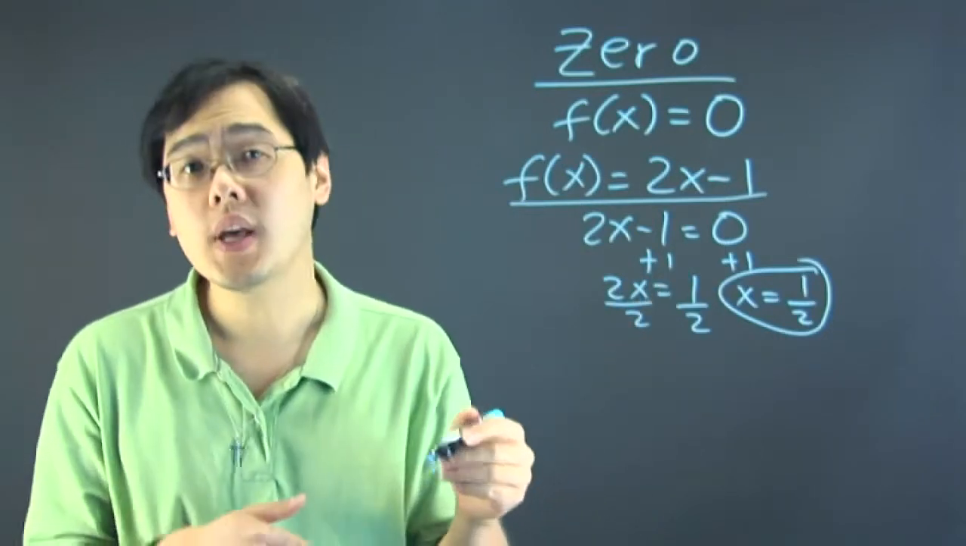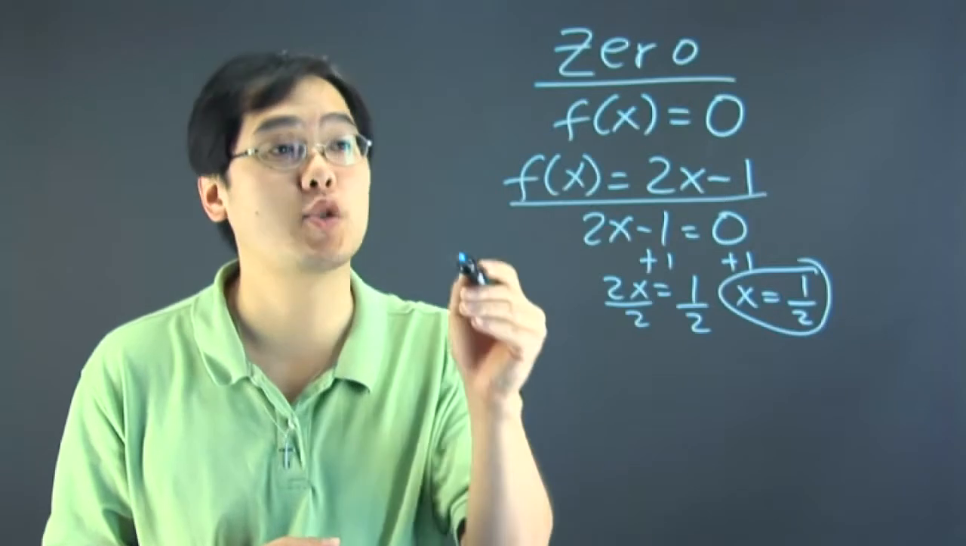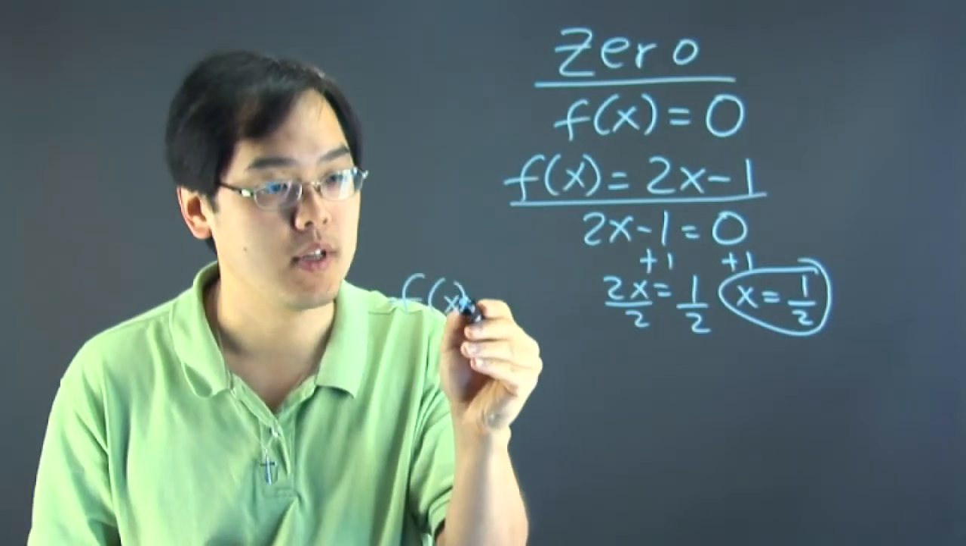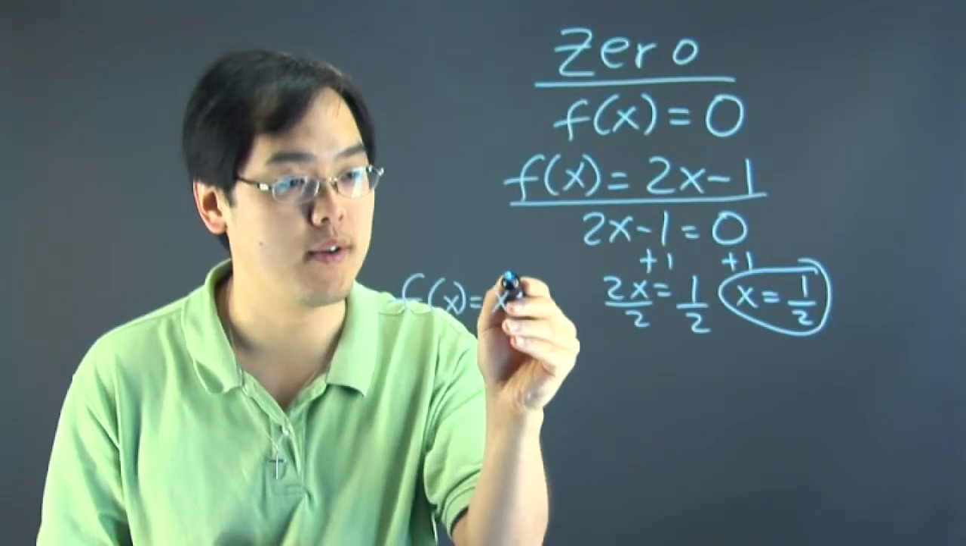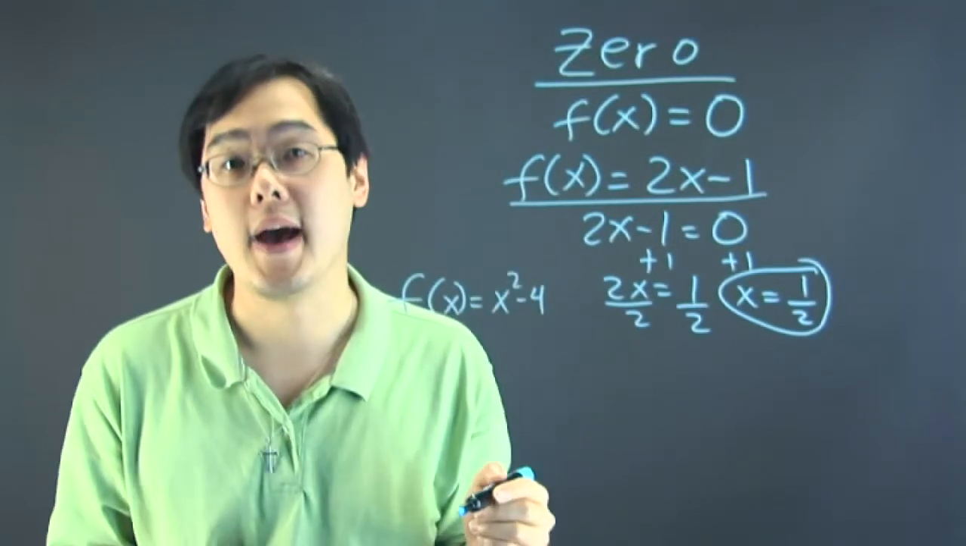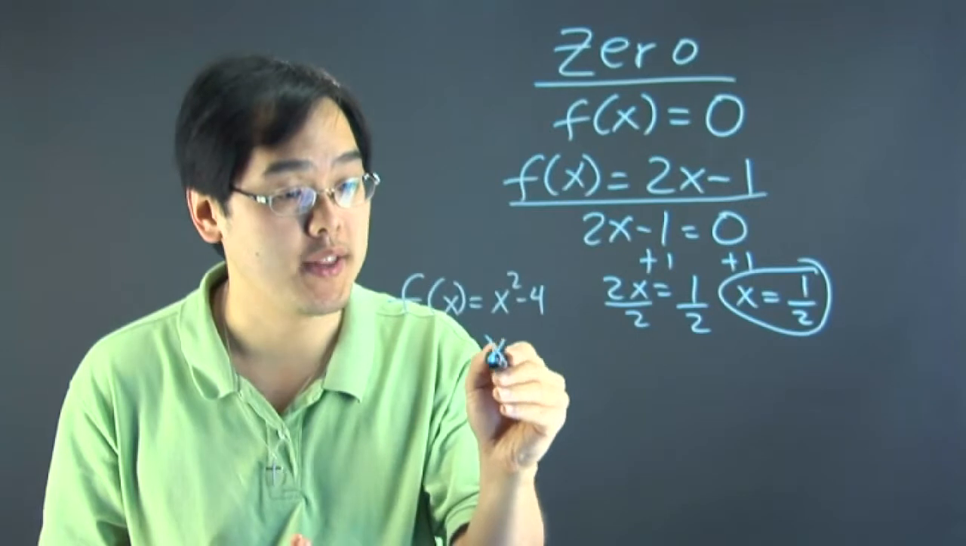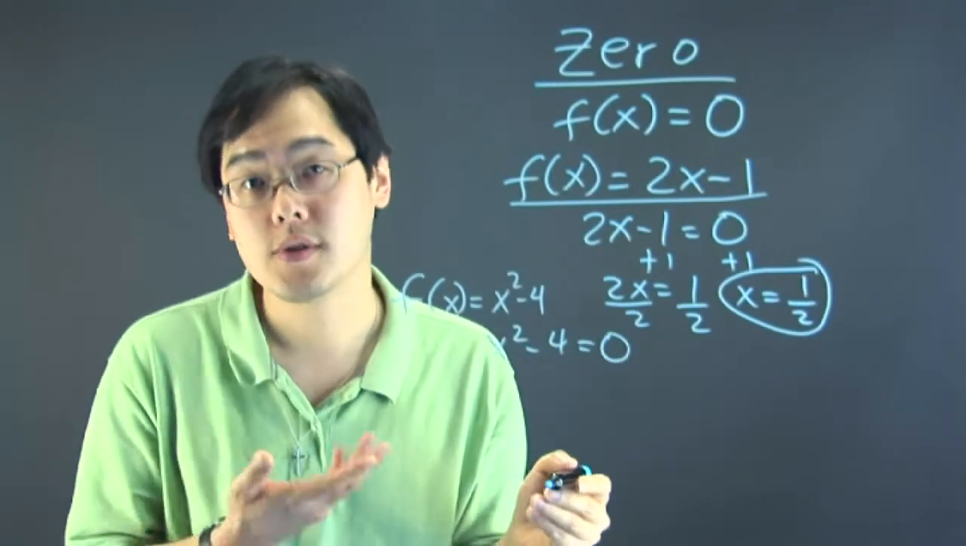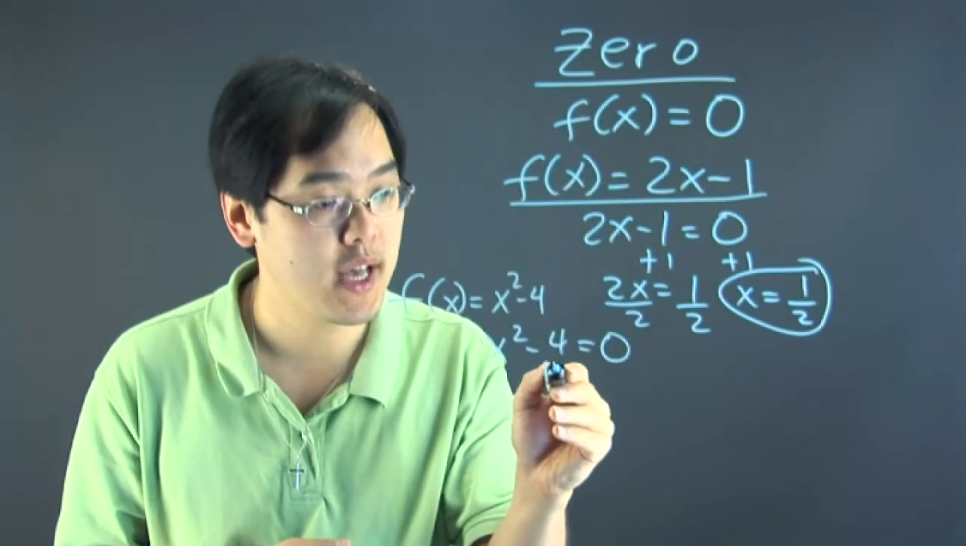Now, if you have a quadratic, let's suppose you have f of x is equal to x squared minus 4. To find the zero of that, you take x squared minus 4, set it equal to 0, and solve. In this case, you can just add 4 to both sides.